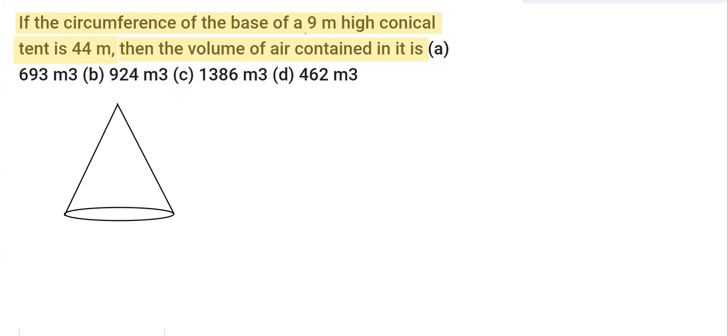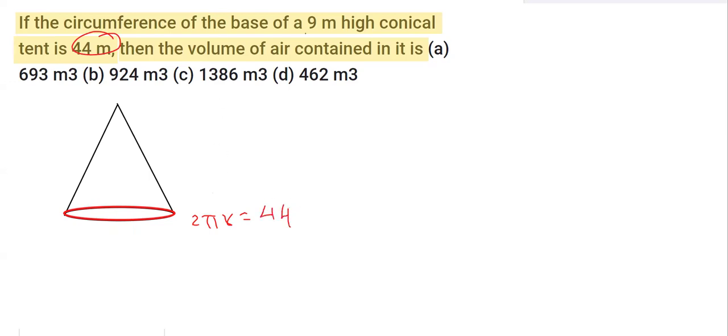What we know here is the circumference of the base of the cone. The base of the cone, as you know, is in the shape of a circle. So clearly we know the circumference, that is, circumference will be 2 pi r and its value is given as 44. This is what we know.